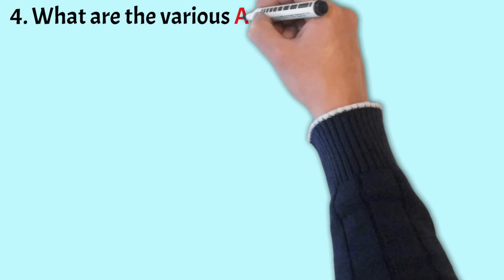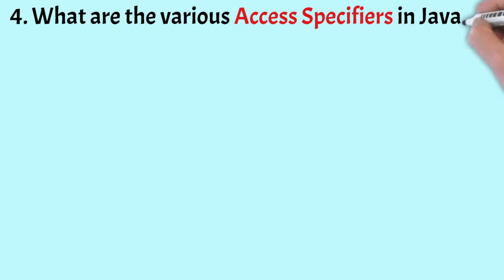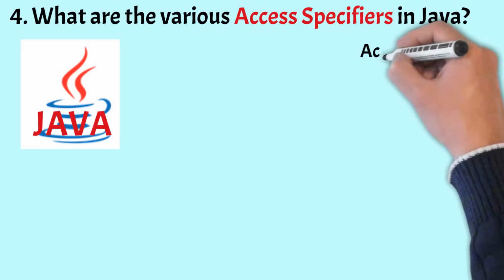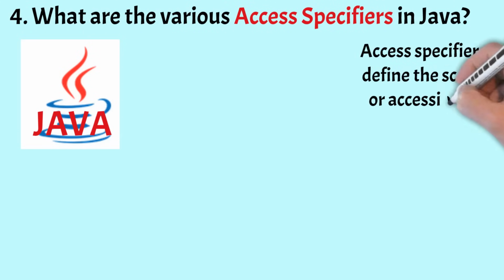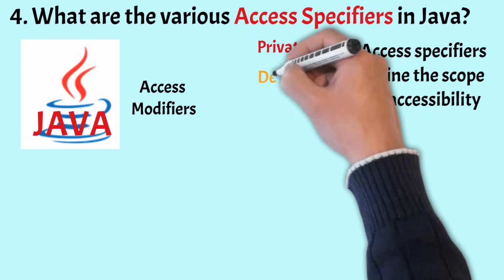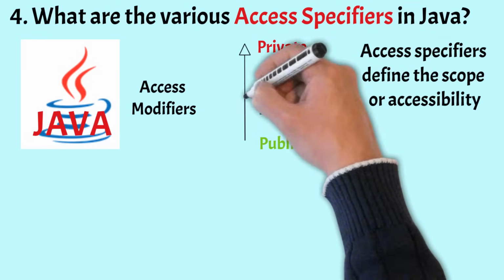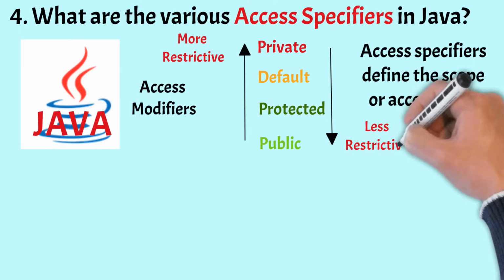Now coming to the next one, what are the various access specifiers in Java? Access specifiers define the scope or accessibility of the classes, interfaces, variables, etc. It defines how they can be accessed from other parts of the program. And there are four access specifiers in Java. They are public, private, protected, and default.